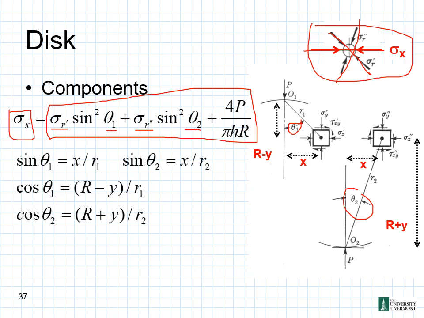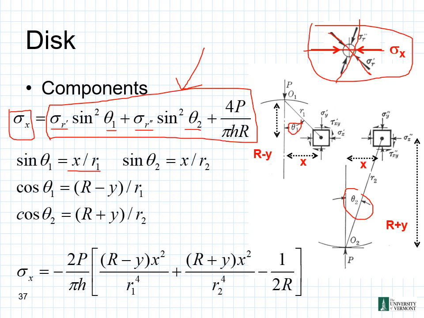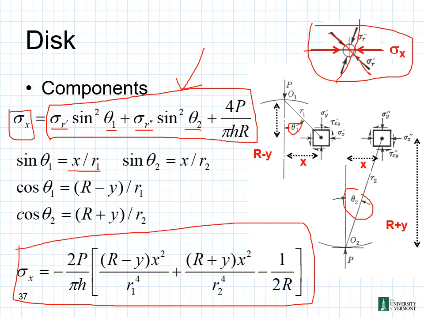So we can plug in our sine of theta 1, cosine of theta 1, cosine of theta 2, and sine of theta 2 based off of these relationships and where they came from. We plug all of these back into the above equation. When we do that, we end up with this equation down here for our sigma x. That eliminates theta 1, theta 2, sigma r prime, and sigma r double prime, and it's now in terms of our x's, y's, r's, external load p, and h values. So we can plug in known values in order to solve for sigma sub x.